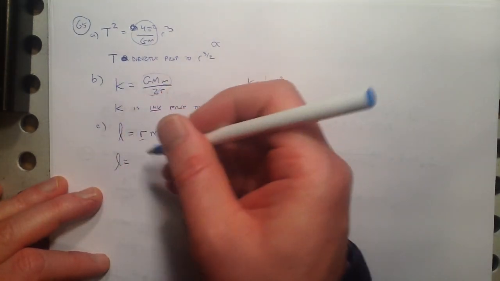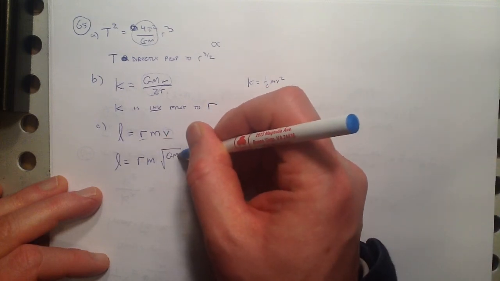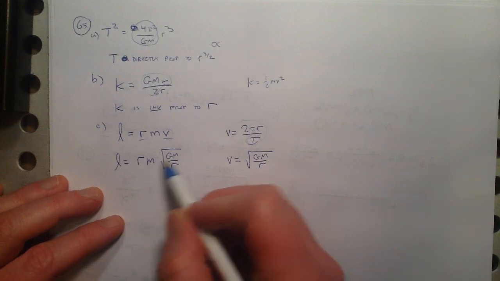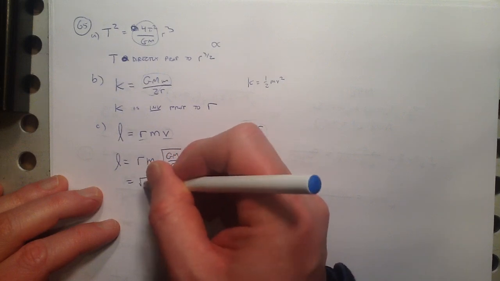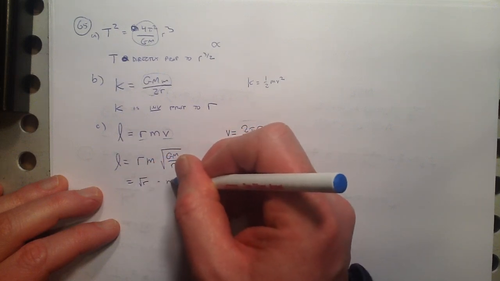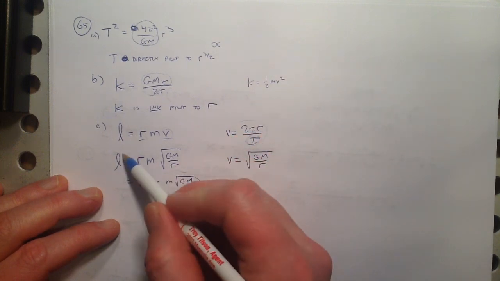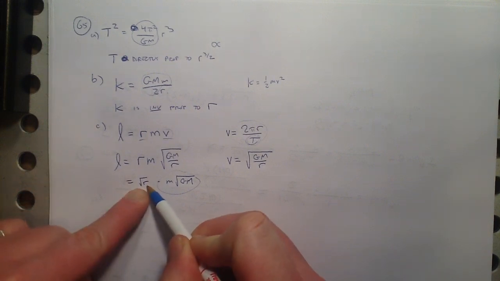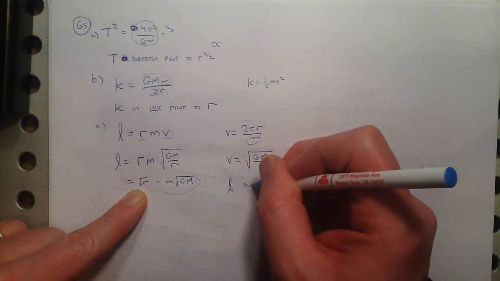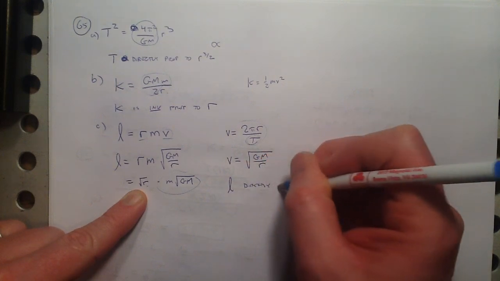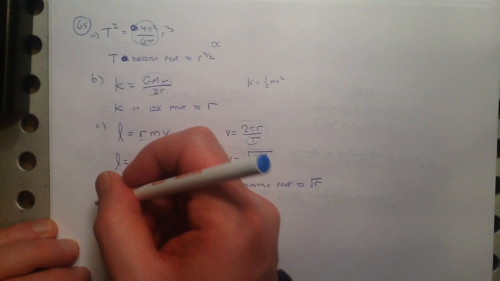So the angular momentum is equal to r times m times the square root of GM over r. And then if I just take the constants and put those together, then I have r over the square root of r, which is the square root of r, times m times the square root of G, big M. So this is just a constant. So angular momentum is directly proportional to the square root of r. So I could say that L is directly proportional to the square root of r, or r to the 1/2.